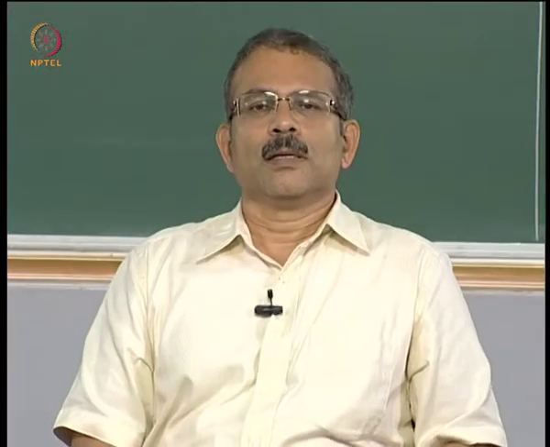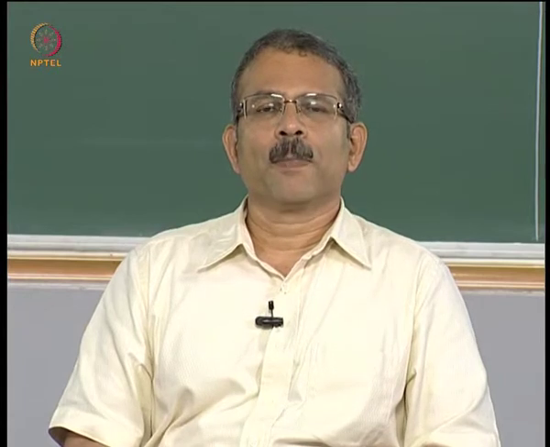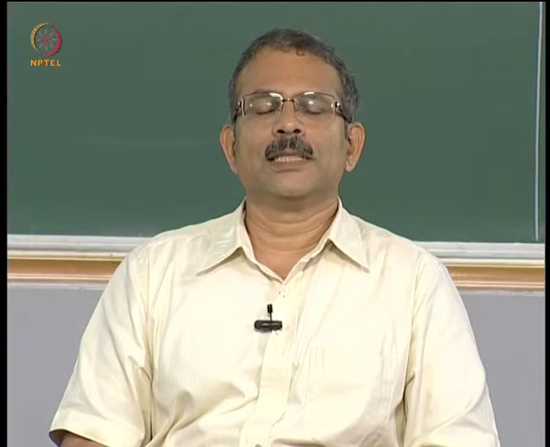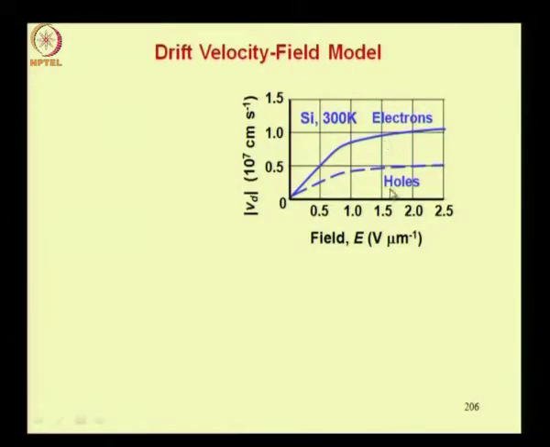Now let us go on to model the velocity field curve based on this information about balance equations. Now this curve is shown here for silicon at 300 K, for electrons and holes. So basically what we want to model is a linear increase for small electric field followed by a saturating tendency for large electric fields.